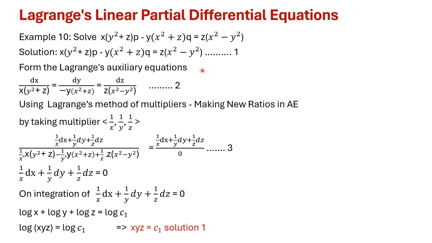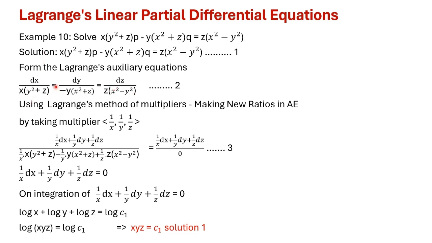Now we'll change it into Lagrange's auxiliary equation, that is dx by the coefficient of p, which is this, dy by the coefficient of q, which is this, and dz by this expression. We'll call this equation 2. When we compare fraction 1 and fraction 2, this is not integrable, because here it is dx and here dy, and here this term z cannot be eliminated. So with this term it becomes difficult to integrate. Similarly, when we compare this fraction and this fraction, this x term cannot be eliminated, so it becomes difficult to integrate.